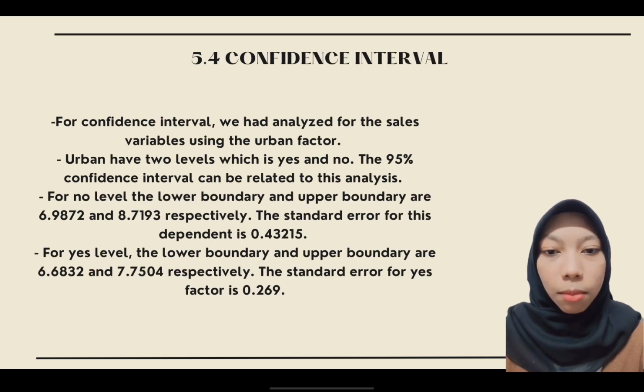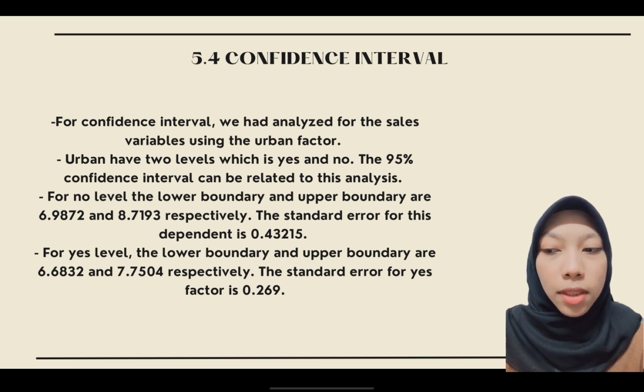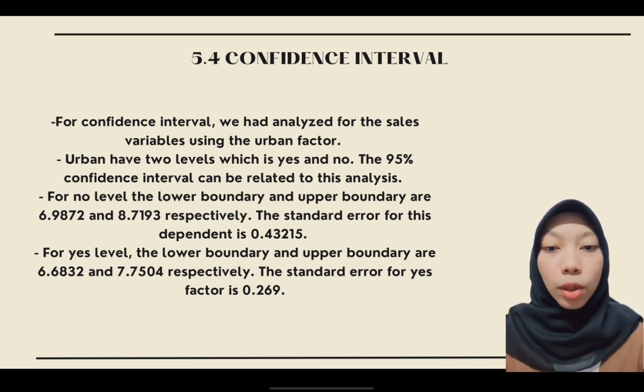Next, I will present the confidence interval. For the confidence interval, we analyzed the sale variable using the urban factor. Urban has two levels, which are yes and no. The 95% confidence interval can be related to this analysis. For the no level, the lower boundary and upper boundary are 6.9872 and 8.7193 respectively.